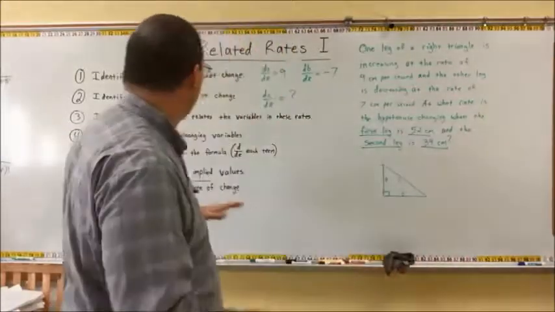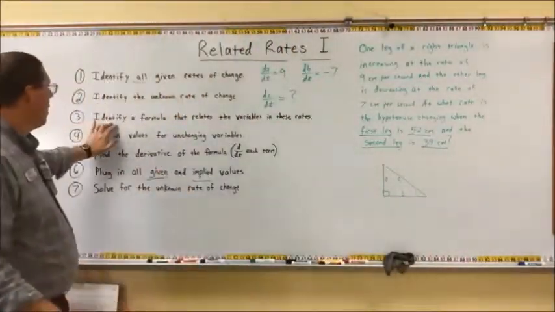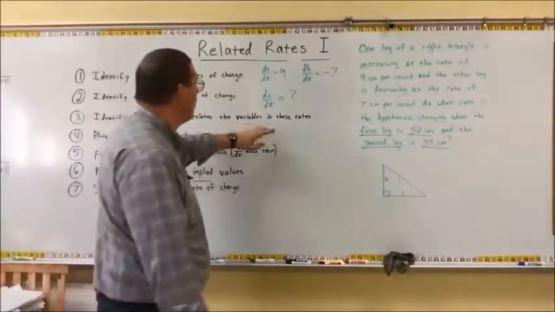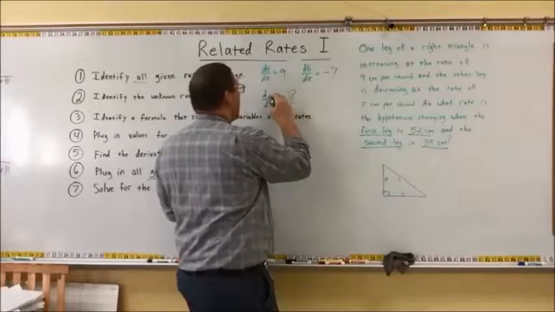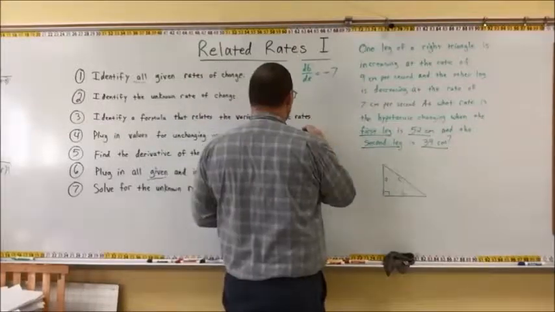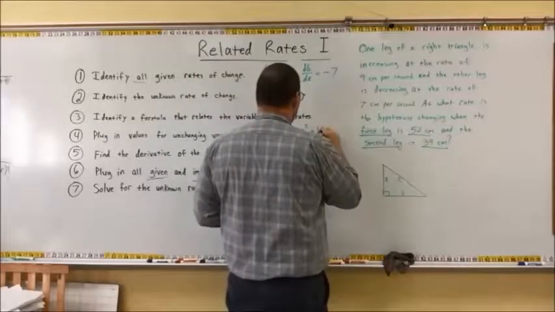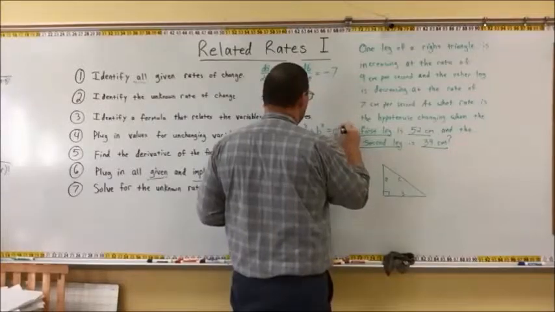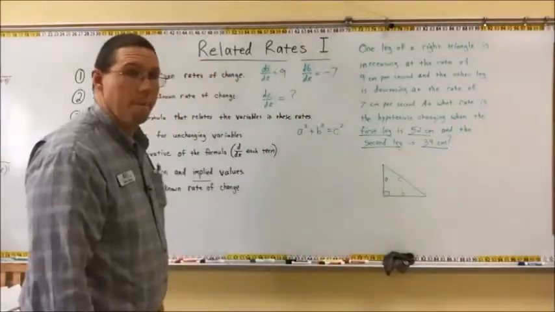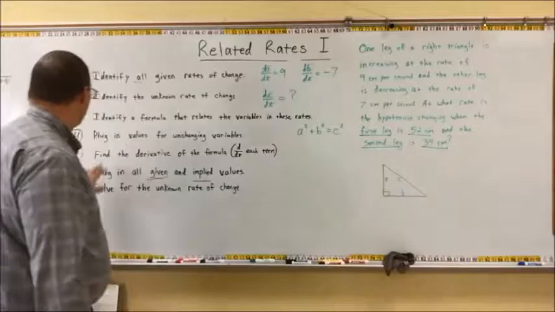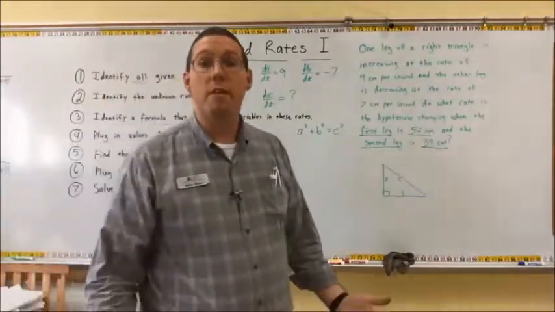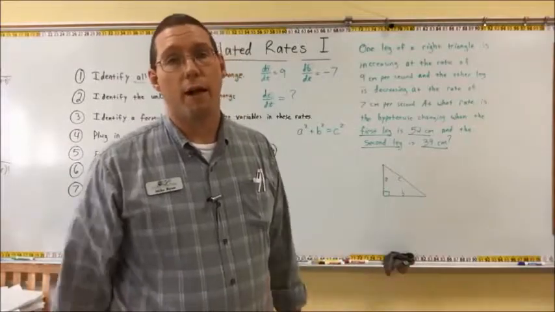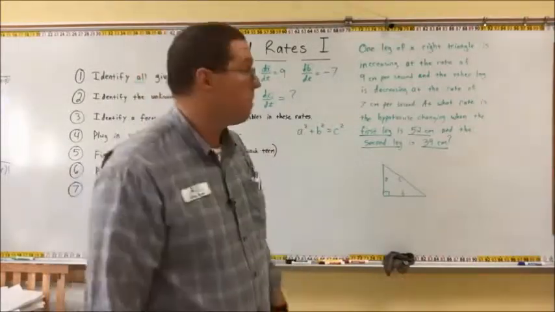So let's go ahead and set up the Pythagorean theorem. Identify a formula that relates the variables in these rates. We're relating A and B and C. That's the Pythagorean theorem: A squared plus B squared equals C squared, right? And so, step 4, plug in values for unchanging variables. Well, in this case, all three sides of the triangle are changing, so we're not going to plug anything in.